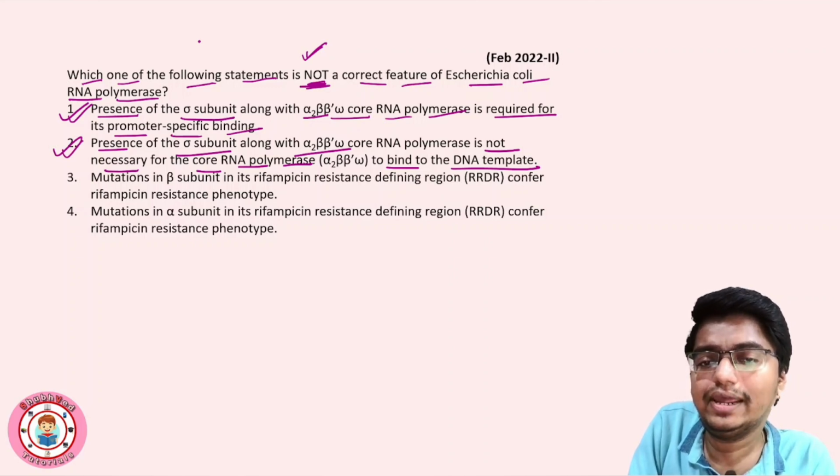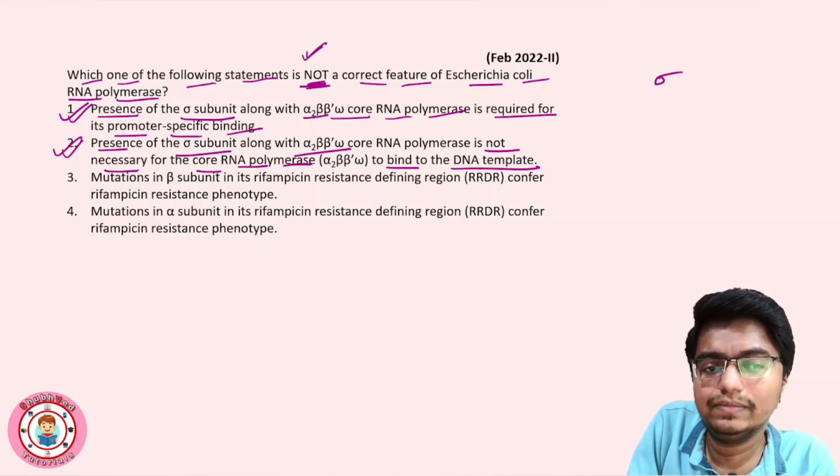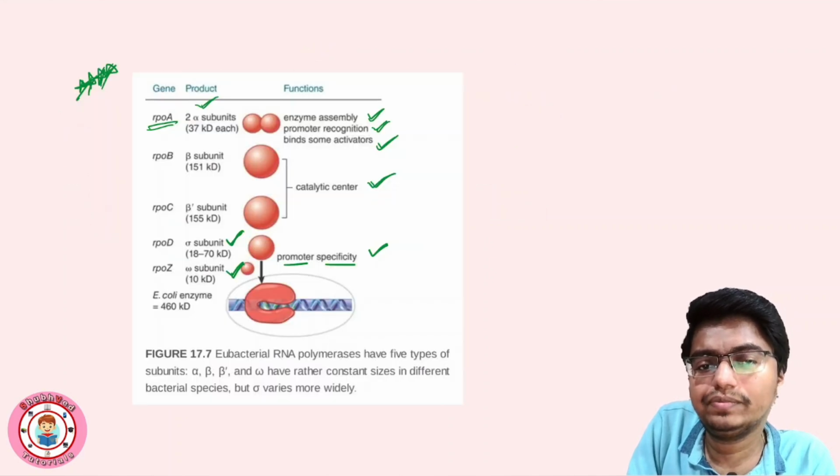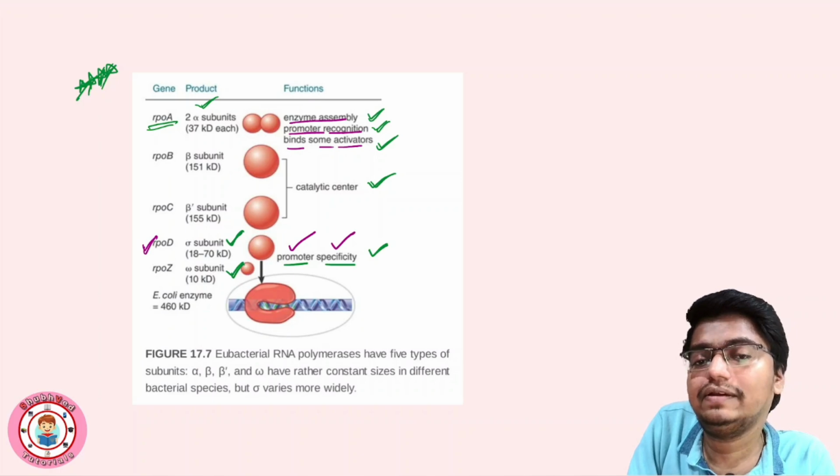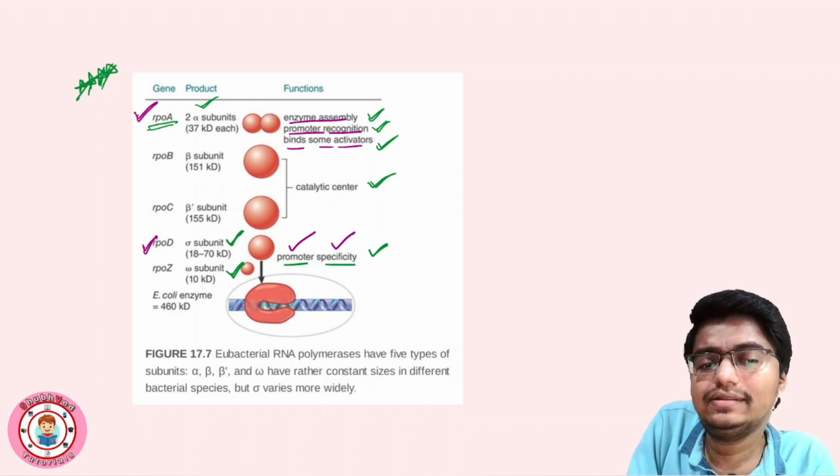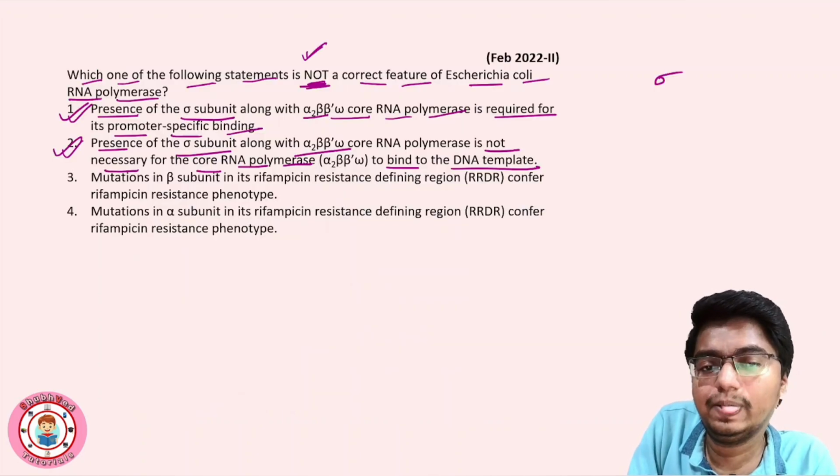ये भी करेक्ट स्टेटमेंट है. Why? सिग्मा फैक्टर नेसेसरी नहीं है. Okay, this is not necessary. As we saw, alpha alone can bind. Okay, as we saw, enzyme assembly, promoter recognition. Okay, promoter को recognize कर सकता है and it can bind some activators. सिग्मा फैक्टर क्या करेगा? It binds with specificity, but only binding इससे भी possible है, right? Alpha subunit can do the binding, so it is not necessary. So this is the correct statement.